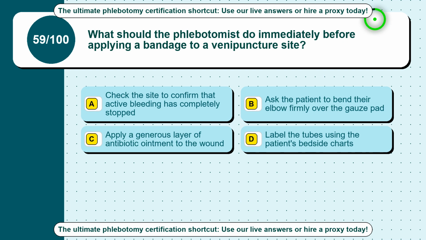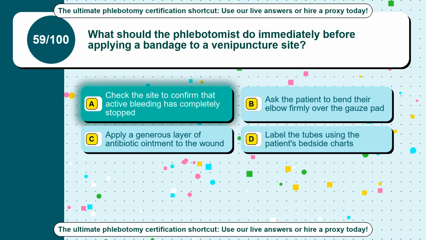Question 59. What should the phlebotomist do immediately before applying a bandage to a venipuncture site? Option A, check the site to confirm that active bleeding has completely stopped. Option B, ask the patient to bend their elbow firmly over the gauze pad. Option C, apply a generous layer of antibiotic ointment to the wound. Option D, label the tubes using the patient's bedside charts.